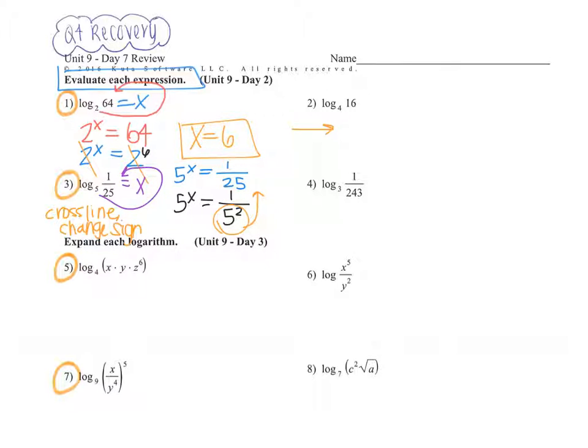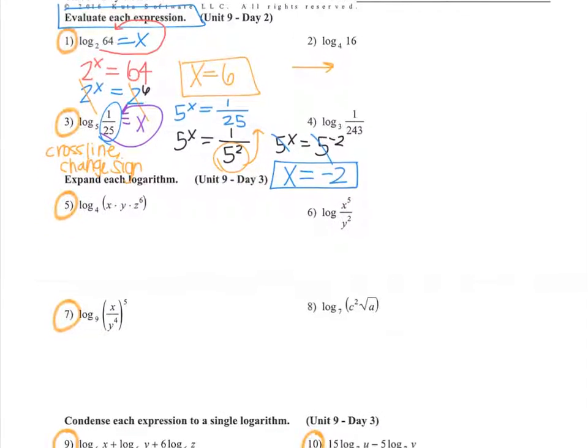So we have 5 to the x equals 5 to the negative 2 now. Cross the line, change the sign. From here, cross off your big bases because they're the same on both sides. So now we have x equals negative 2. If you have a fractional number that you are trying to raise to powers, your value should always be negative.